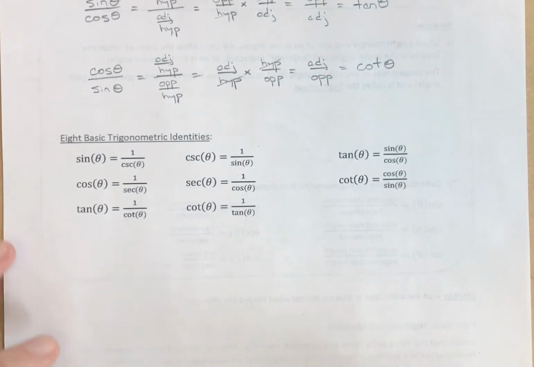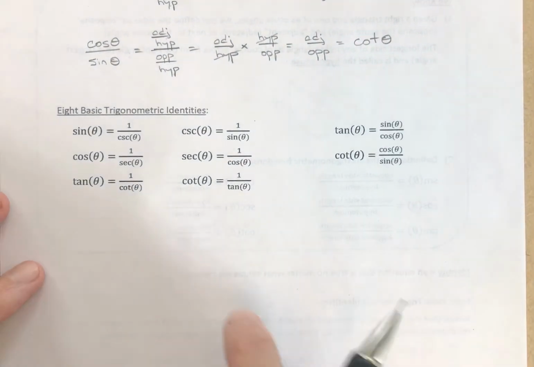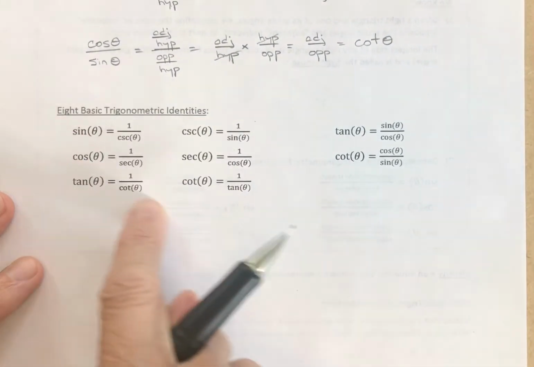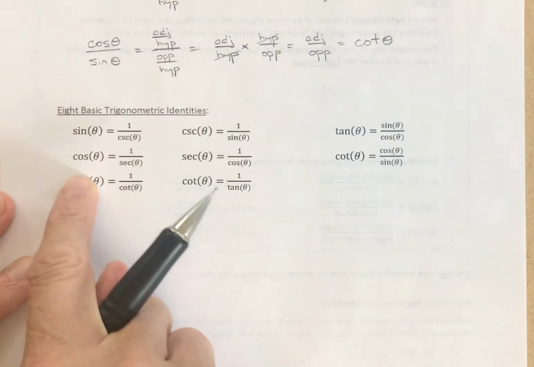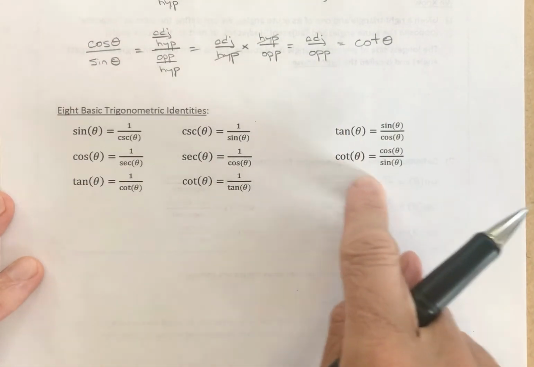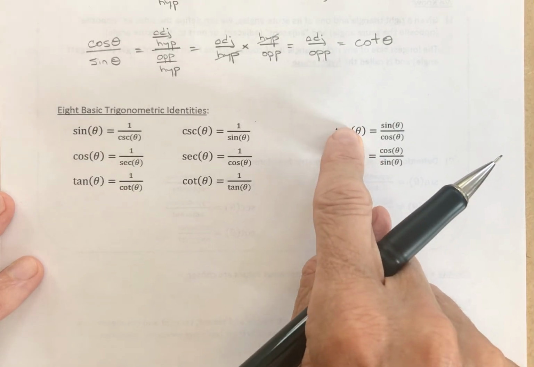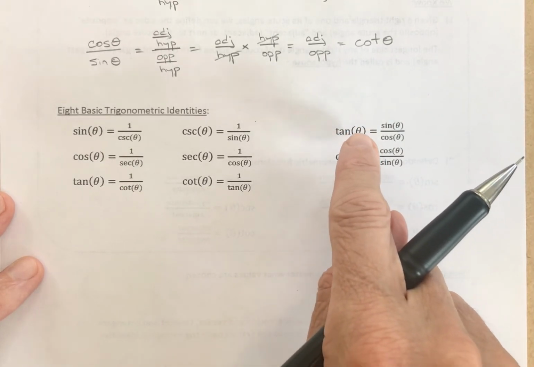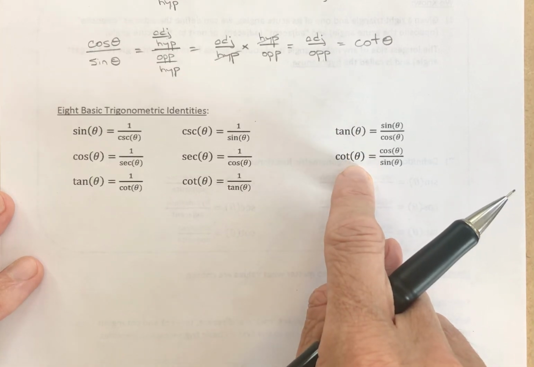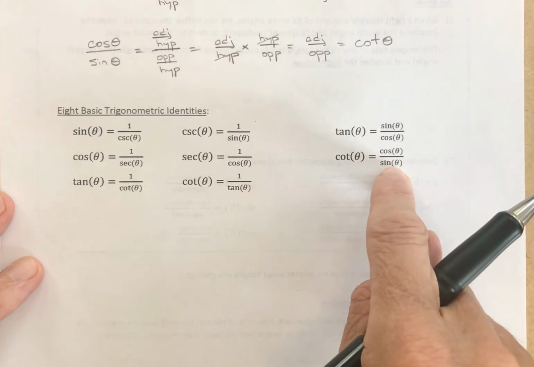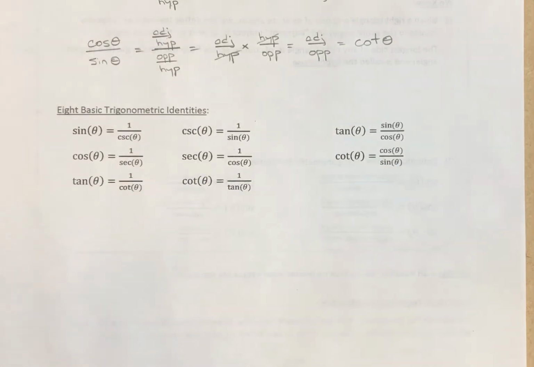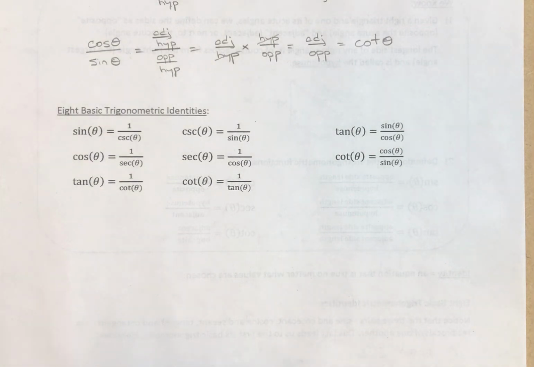Okay, so there you have it. I have listed here the 8 basic trig identities. These are the reciprocal identities. And this is taking a look at the tangent and the cotangent and speaking to them in terms of sines and cosines. We're going to make use of these quite a bit as we go through the rest of these trigonometry lectures.